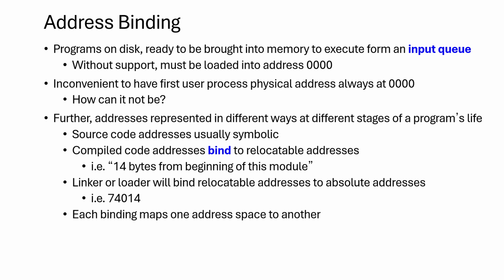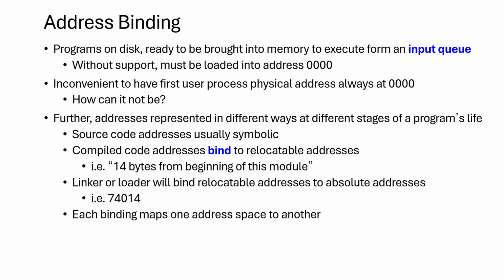Then address binding. The program on disk is ready to be brought into memory for execution from an input queue. Without support, it must be loaded at the starting address 0000. It is inconvenient to have the first user process physical address always at 0000. So addresses are represented in different ways at different stages of a program's life.